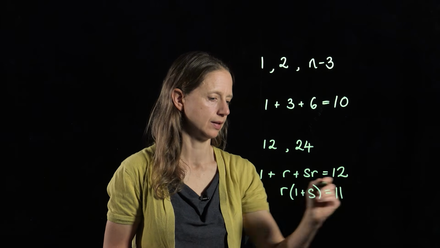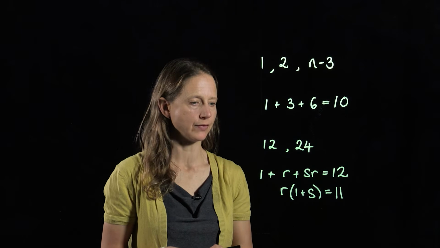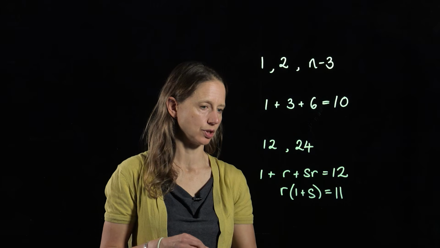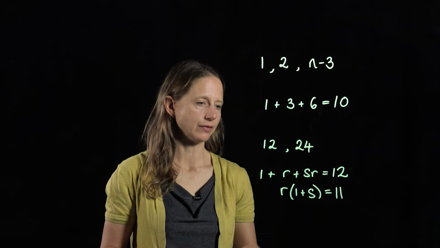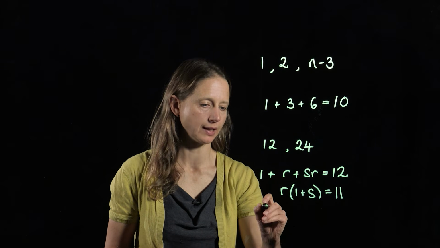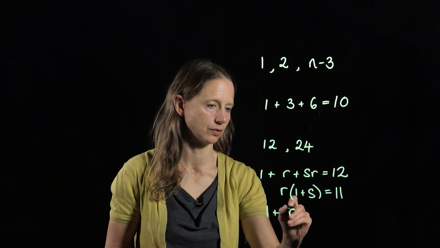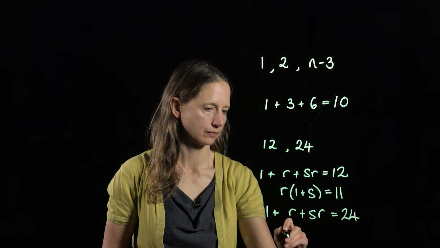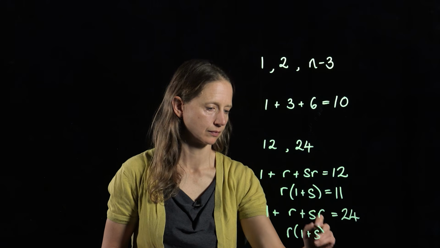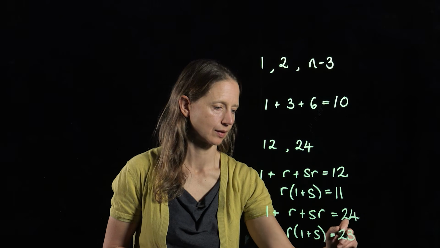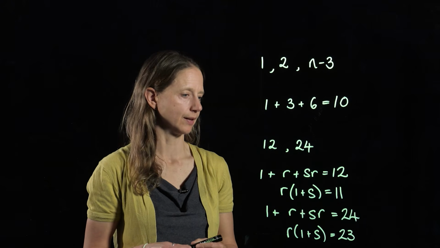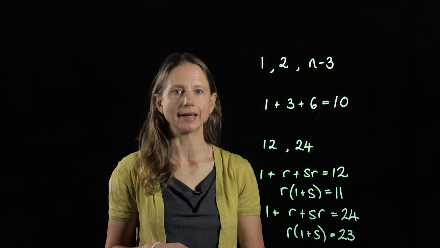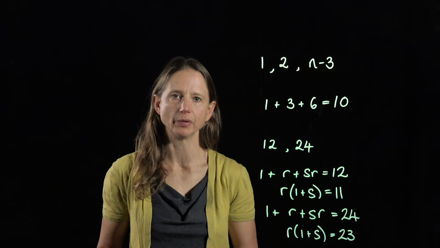And this gives us that r times (1 plus s) equals 11. But as r has to be greater than or equal to 2, it would need to be 11, and that's not going to work. We get exactly the same situation with 24. And so neither of these work either. So 12 and 24 are another two exceptions. And other than that, you can write every single number as the sum of a ramp.